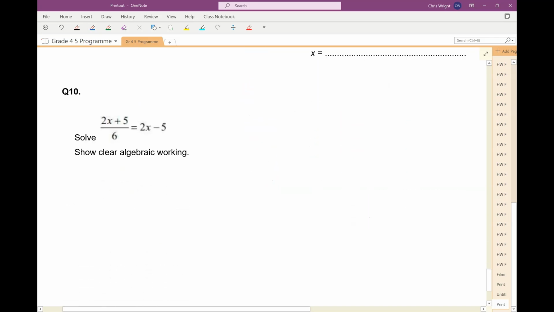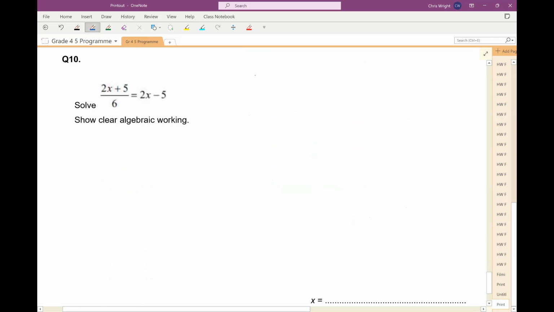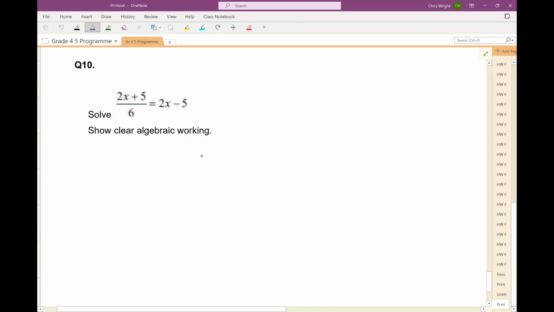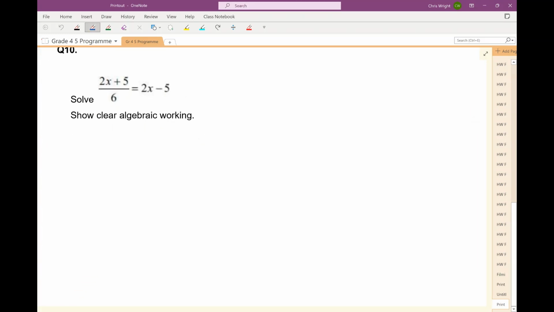Question 10, I think, is our last one. Okay, so I've got 2x plus 5 over 6 on the left. My pen's frozen for a minute. Okay, we're back in business. Question 10. Right, I'm going to start by writing this down over here. So I have got 2x plus 5 all over 6 equals 2x minus 5.